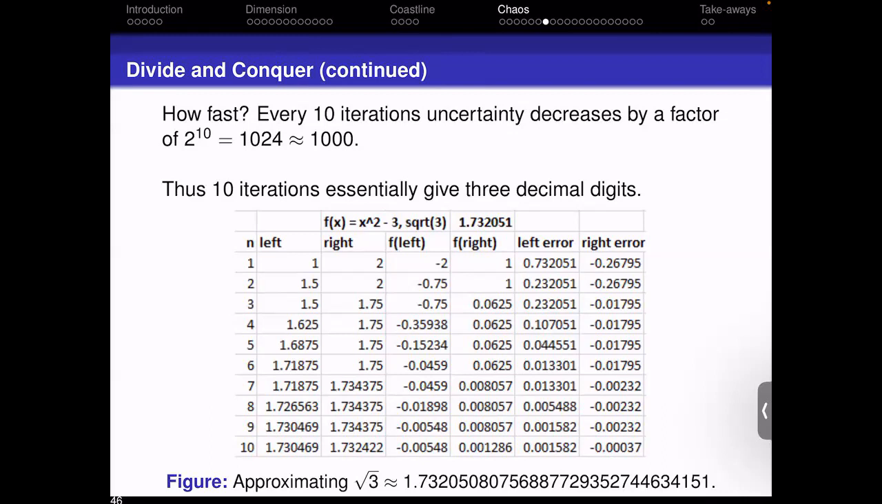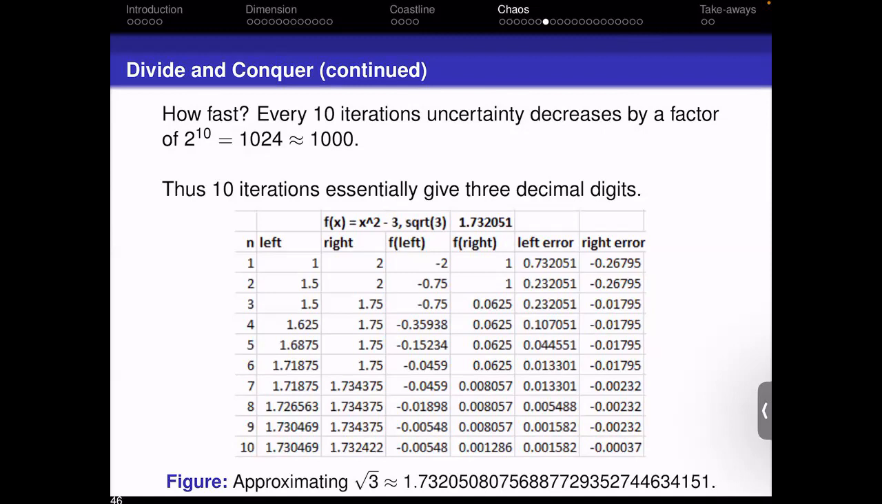I then look at the midpoint, 1.5. 1.5 squared minus 3 is going to be negative. So I know the root has to be somewhere between 1.5 and 2. I then check 1 and 3/4, and f of 1.75 is going to be positive. So the root is somewhere between 1.5 and 1.75. And so I'm going to do this 10 times.